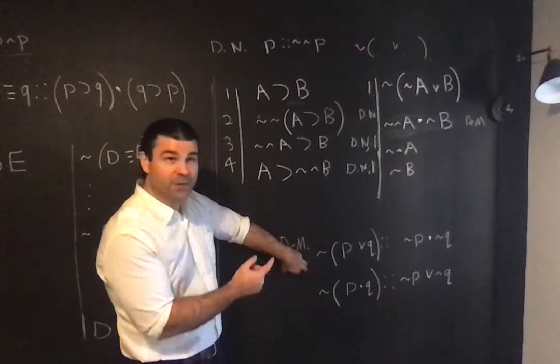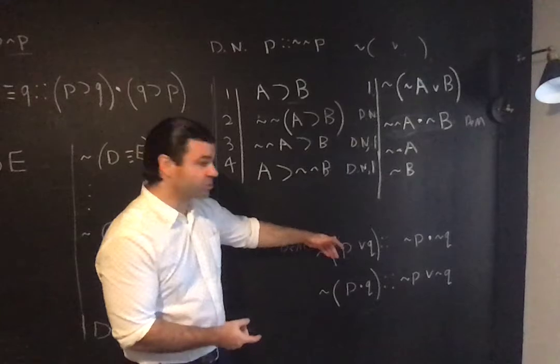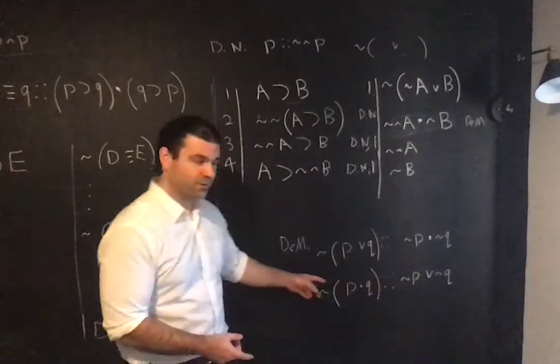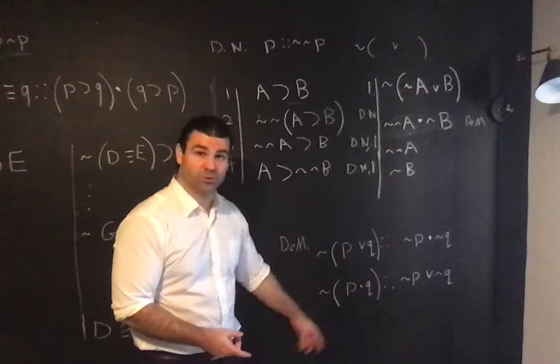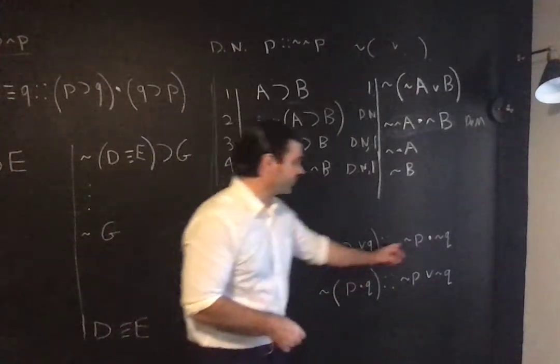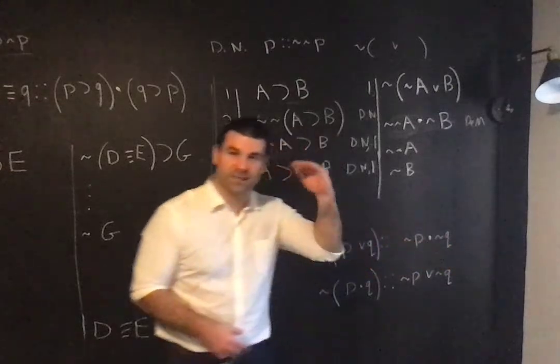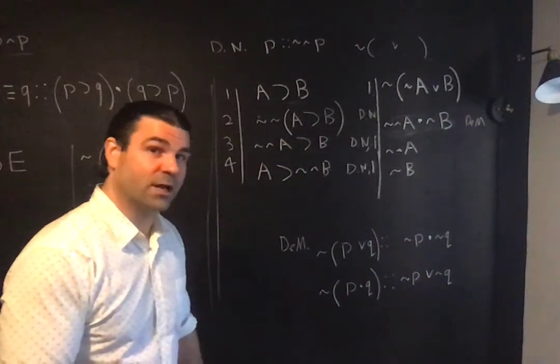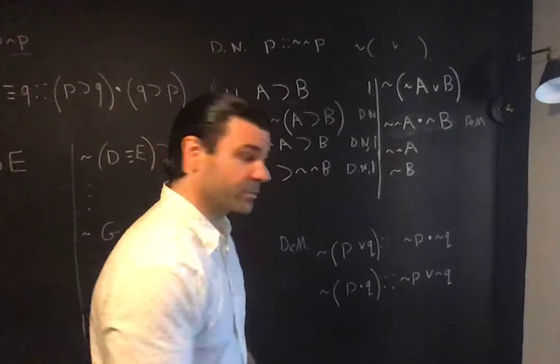Process that for meaning. If it's not the case that either P or Q is true, that means both P is false and Q is false, right? If neither P nor Q is true, if it's not the case that either P or Q is true, then both P is false and Q is false, right? Yes, process of meaning. Those are clearly logically equivalent formulas.